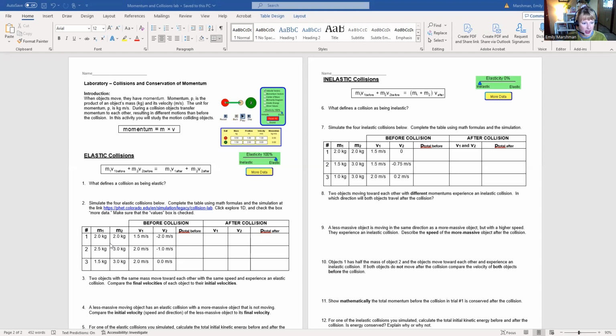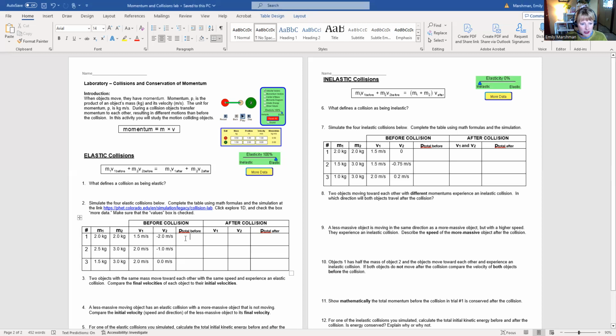So I have the mass for object 1 is going to be 2 kilograms. The mass for object 2 is going to be also 2 kilograms. So two objects of equal mass colliding. The first mass is going to be moving at 1.5 meters per second, and the second mass is going to be going negative 2 meters per second. The negative is just telling us that it's going in the opposite direction as the other one.